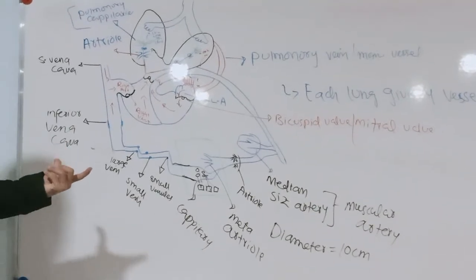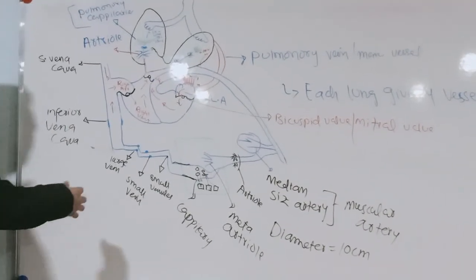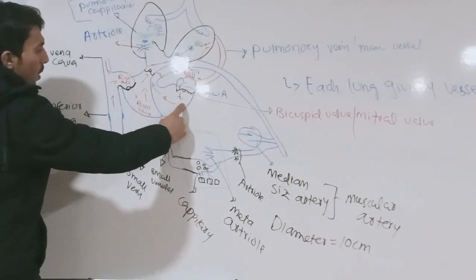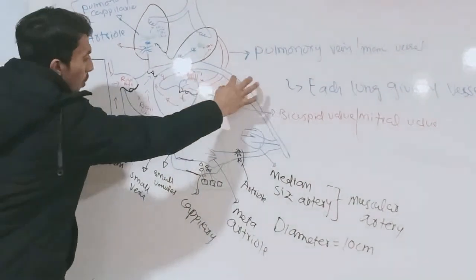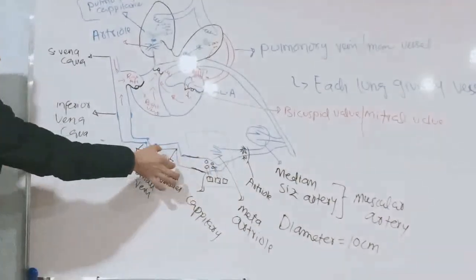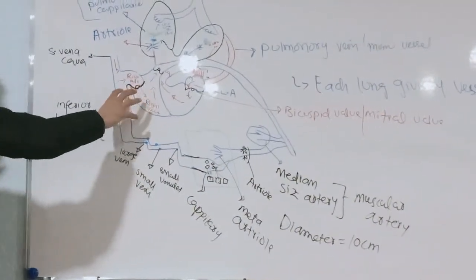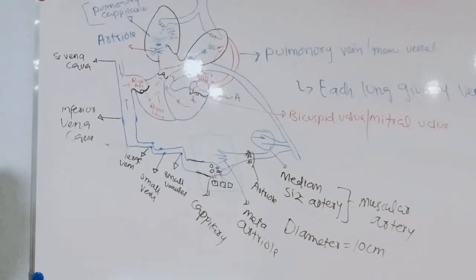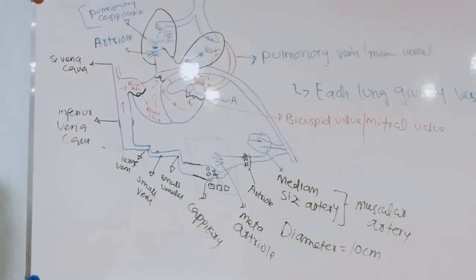And what is systemic circulation? The components of circulation which are between the left heart and the right heart, this is called systemic circulation.